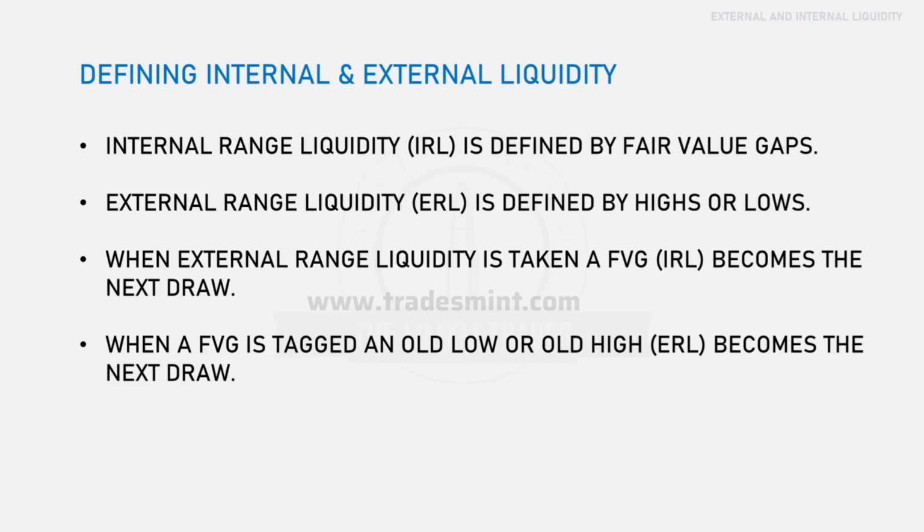Now, what is internal and what is external range liquidity? Internal range liquidity, or IRL, is defined by fair value gaps, so imbalances on your chart. External range liquidity is defined by old highs and old lows. When external range liquidity is taken, a fair value gap becomes the next draw on liquidity. And when a fair value gap is tagged, an old low or an old high, external range liquidity becomes the next draw.